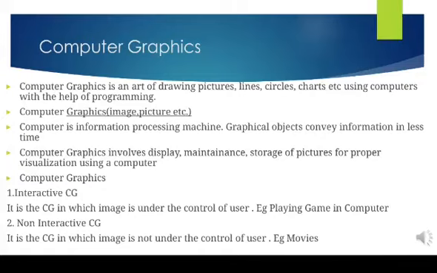In non-interactive computer graphics, the image is not under the control of the user. Consider you are watching a movie on the computer. In that case, you are not able to control the motion of the images. If you are watching a car race in the movie, then you are not able to control the motion of the car. That is an example of non-interactive computer graphics.